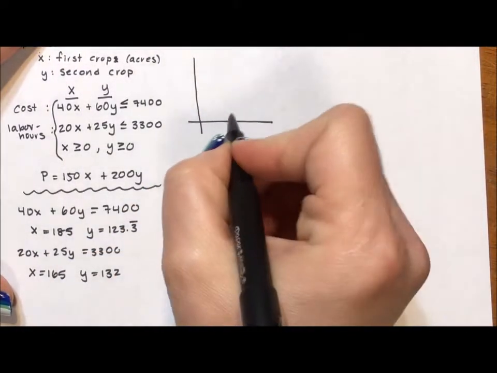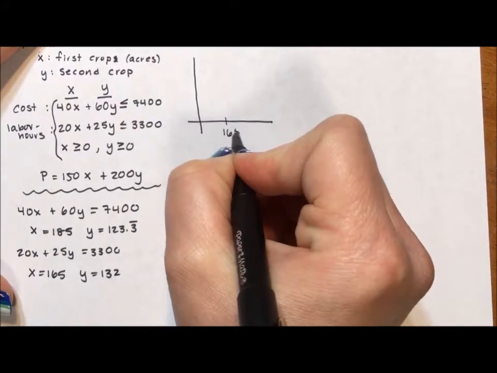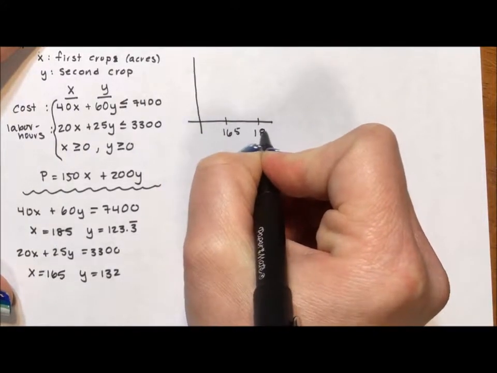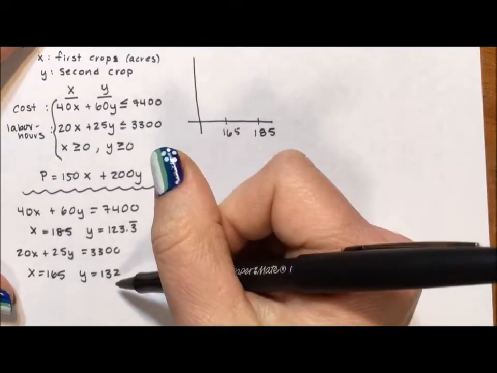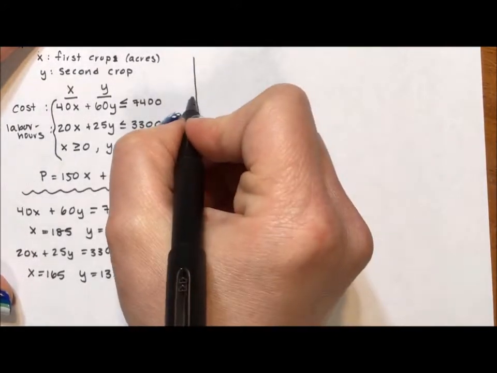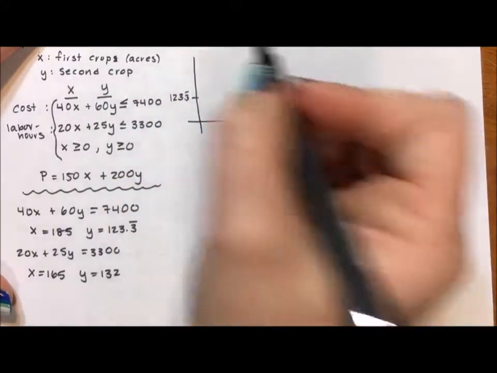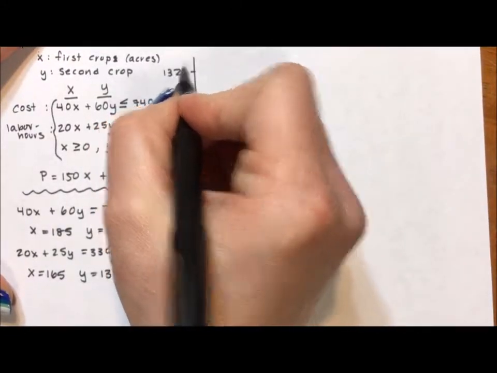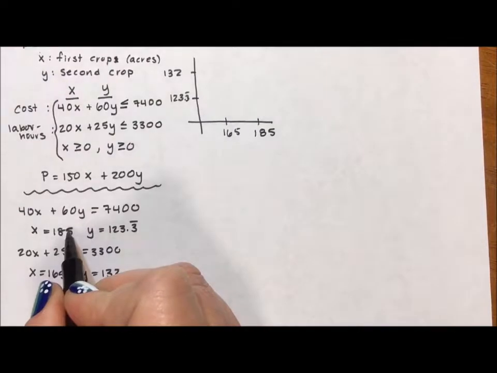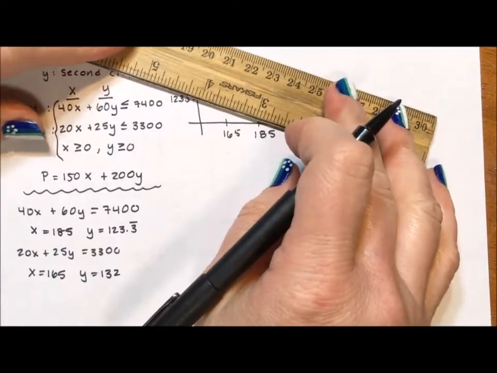So if I do a quick sketch of this graph, my two x-intercepts are 165 and 185. I don't care at all about scale in this process. My y-intercepts are 123.3 repeating and 132. The 185 attaches to the 123.3 repeating.